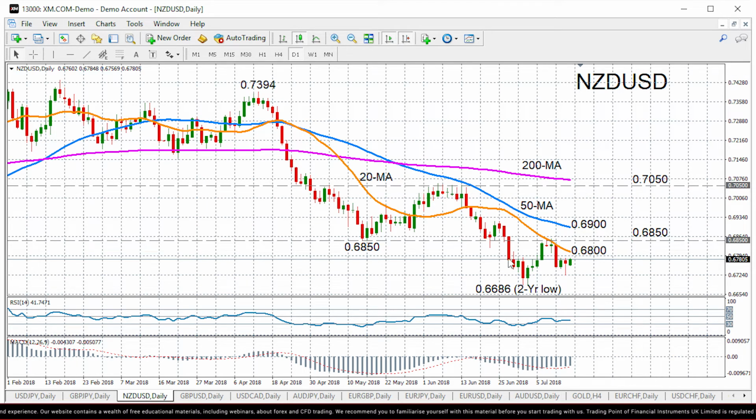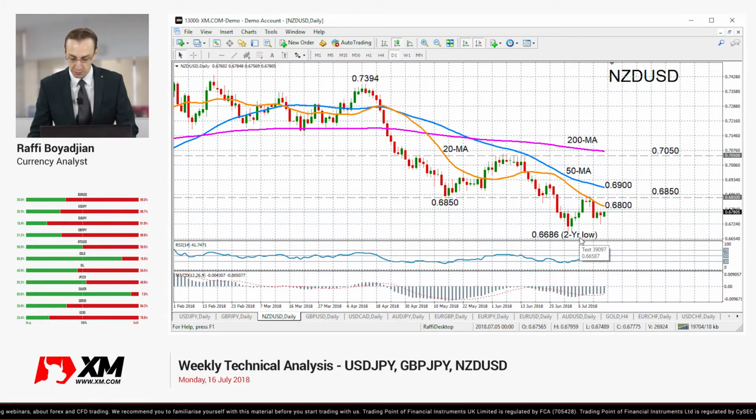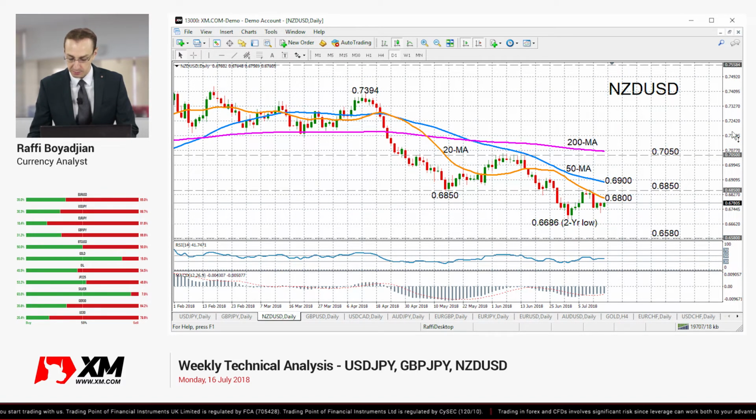However, if we were to see prices heading back down again, support should come at that 2-year low of 0.6686 we saw back earlier this month, and further down, the next major support should come around 0.6580. That's it from me.